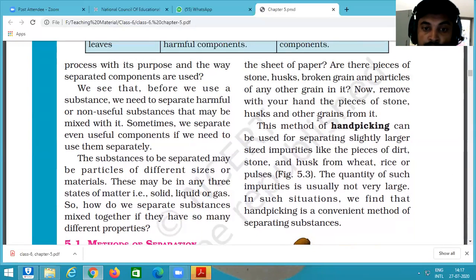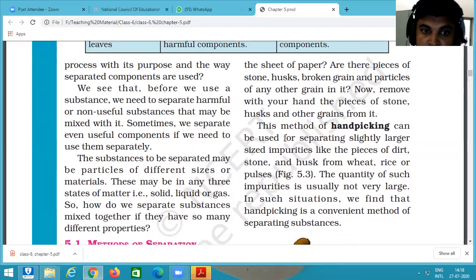Then we will try to remove the broken grains, husk and stone particles by hand picking, through our hands. So this method, in which we use our hand to separate things, is known as hand picking. The method which is used to separate particles from a mixture by hand is known as hand picking.